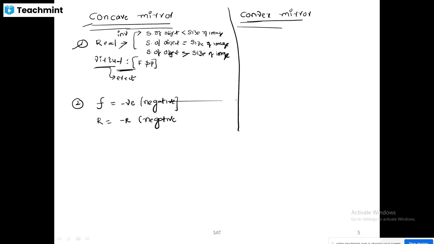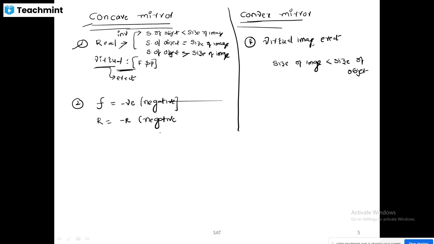In the case of convex mirror, we always form a virtual image, always virtual and erect. In this case, the size of the image is always less than the size of the object. So remember this point, very, very important.